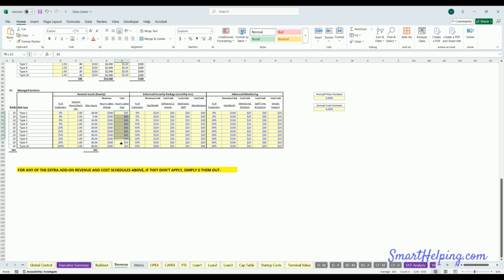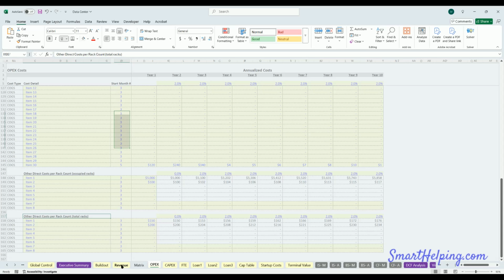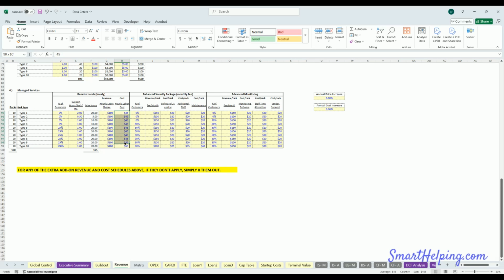And again, this could be separate. If you have this labor cost on other different contracts, you could put that in the OpEx tab as a fixed expense. You could even do it per rack here if you wanted to, per occupied rack or per total existing rack, and measure that and zero it out here.